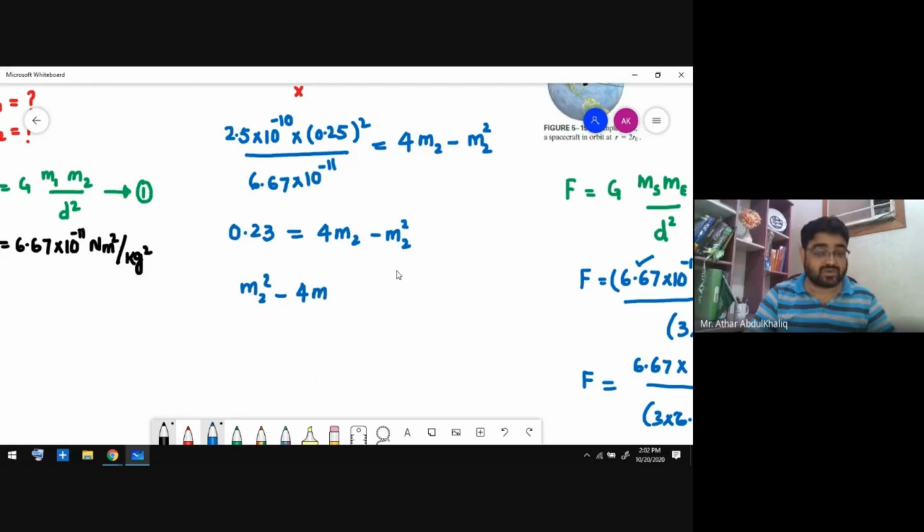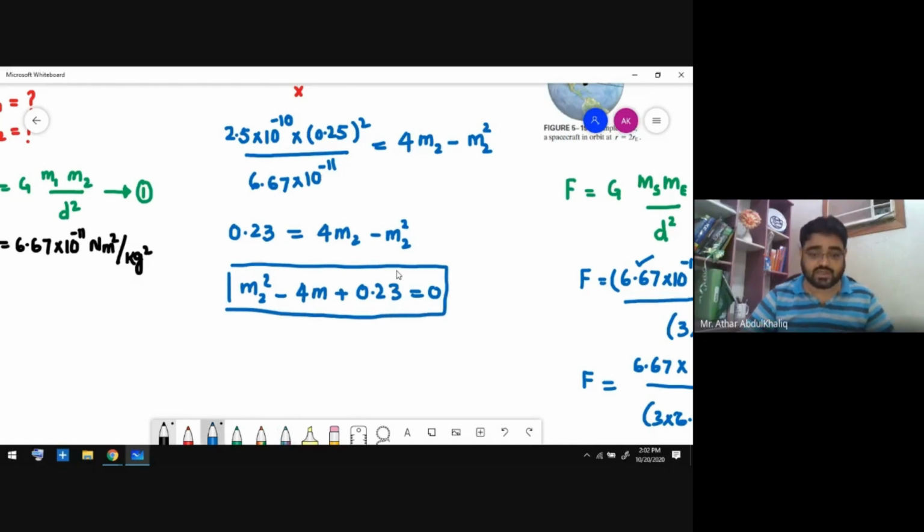0.23 is the perfect answer in my opinion. Just check it out. You will get your answer. So 0.23. Everybody please, I need your attention. If I put m2 as x, what will it look like? It will be a quadratic equation. Look here, just for your understanding, I'm writing it. It will look like x squared minus 4x plus 0.23.